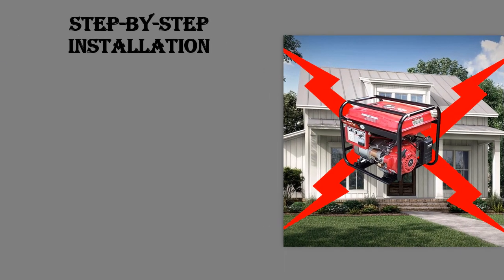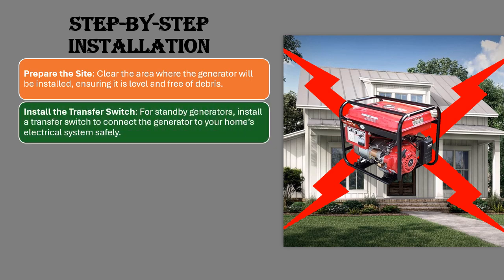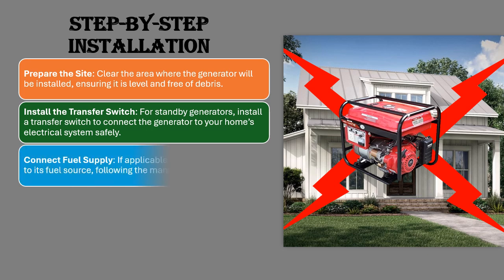Step-by-step installation. Prepare the site. Clear the area where the generator will be installed, ensuring it is level and free of debris. Install the transfer switch. For standby generators, install a transfer switch to connect the generator to your home's electrical system safely.